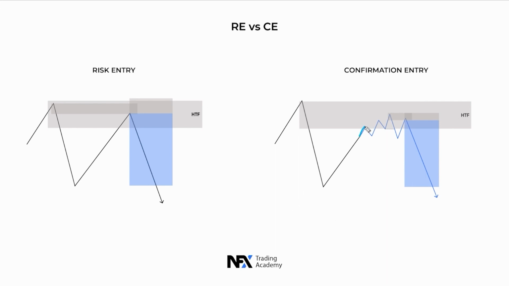So here price builds up liquidity, comes into the higher time frame zone, you just wait for the change of character, you have the change of character here, you have the retest in the POI, you execute the trade.